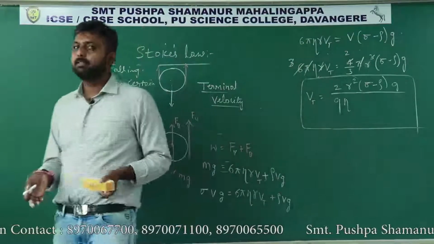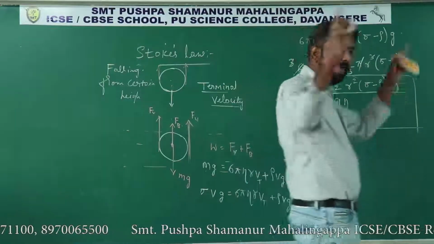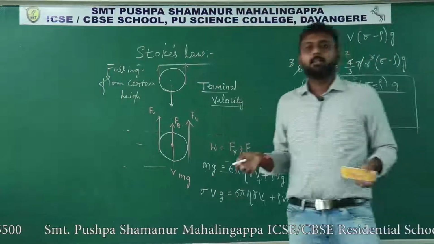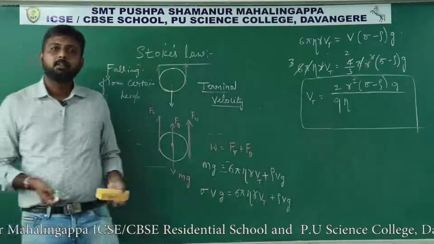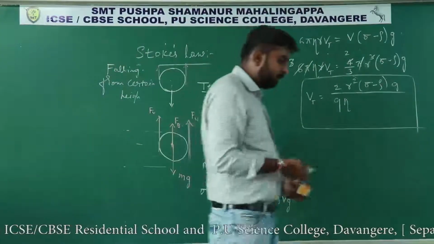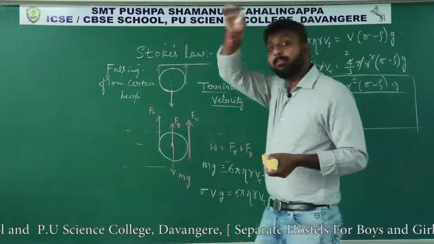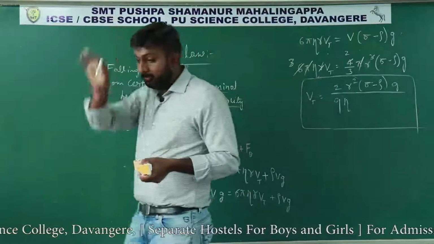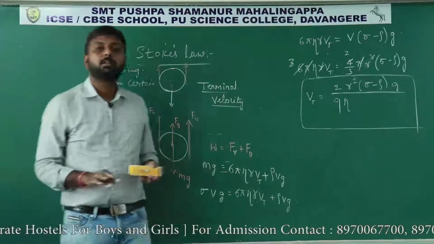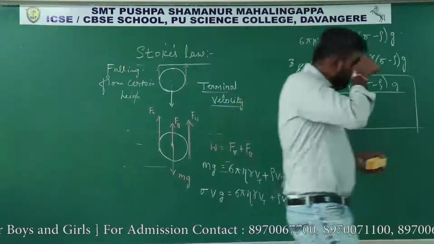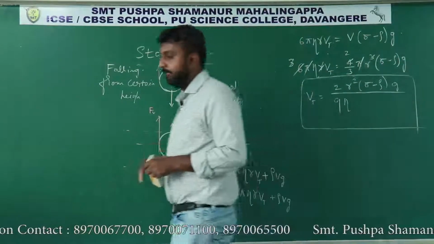That means I said one example, right? A person is falling from a certain height using a parachute. Then what happens at some stage? At some stage the weight of the person is balanced by the force of buoyancy and viscous force, drag force. Then from that height the person will reach the ground with the same, constant velocity. So this is about Stokes' law and terminal velocity.